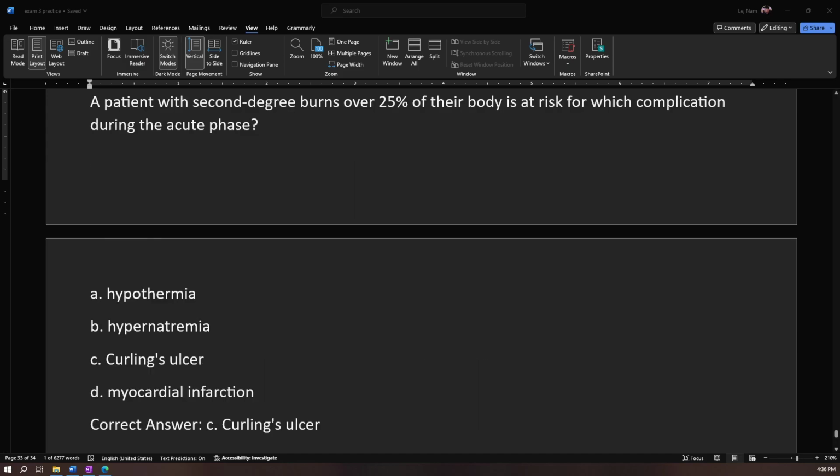A patient with second-degree burns over 25% of their body is at risk for which complication during the acute phase? A. Hypothermia. B. Hypernatremia. C. Curling's ulcer. D. Myocardial infarction. Correct answer. C. Curling's ulcer.